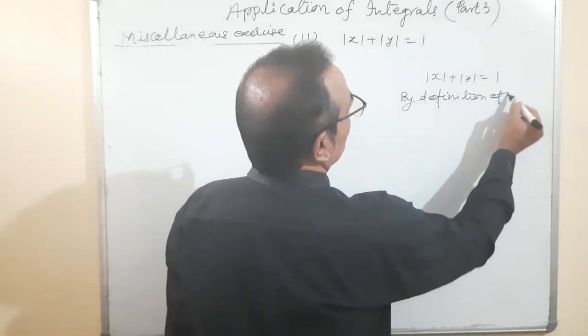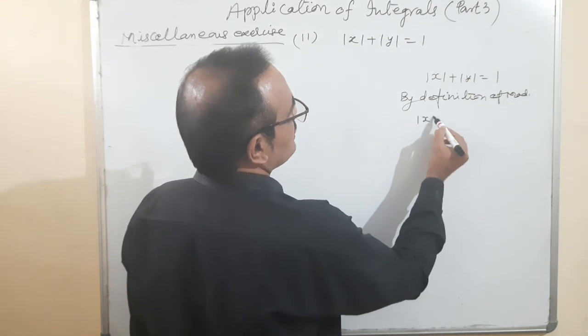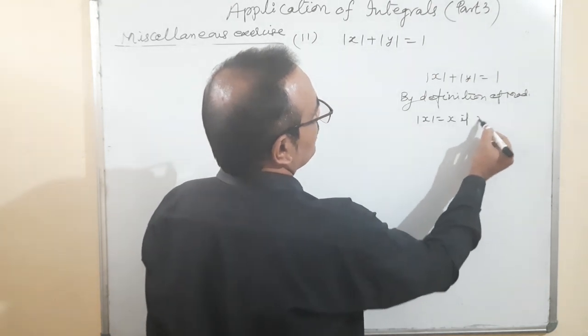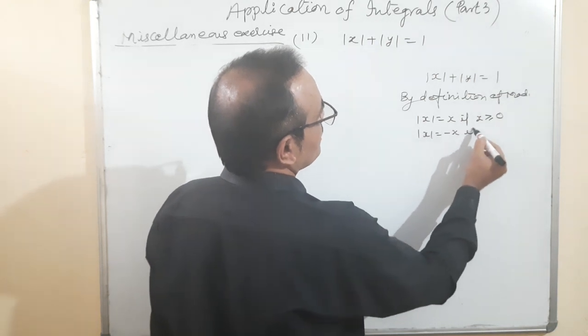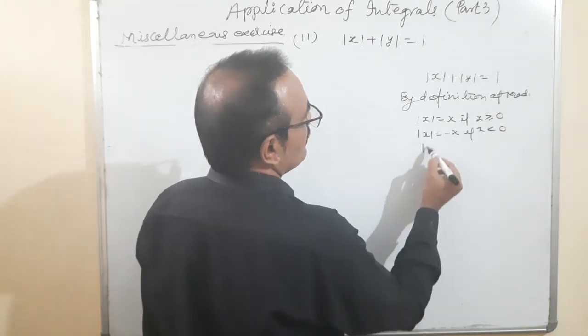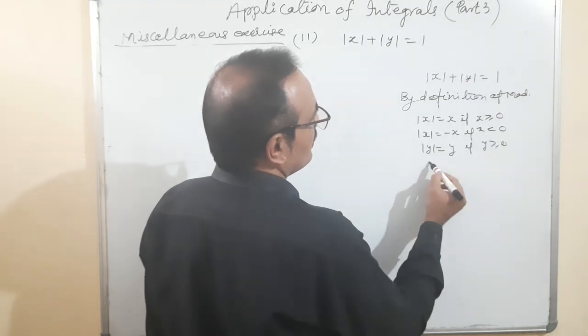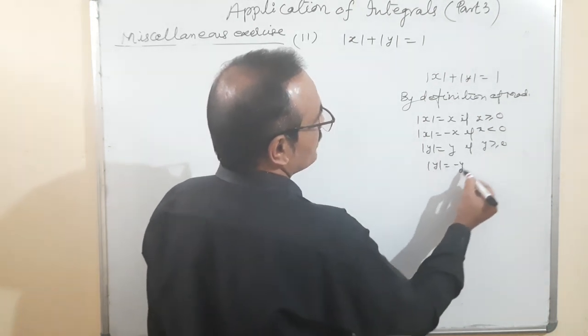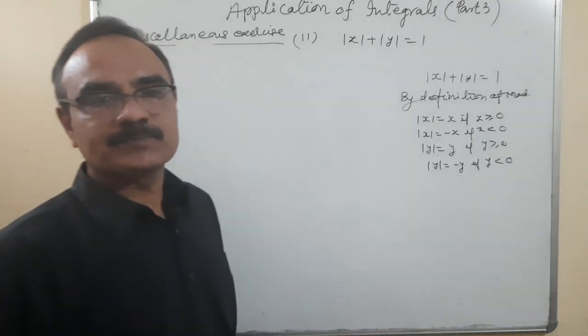By definition of mod, mod x is equal to x if x is greater or equal to 0. Mod x is equal to minus x if x is less than 0. Mod y is equal to y if y is greater or equal to 0. And mod y is equal to minus y if y is less than 0. There are 4 conditions.